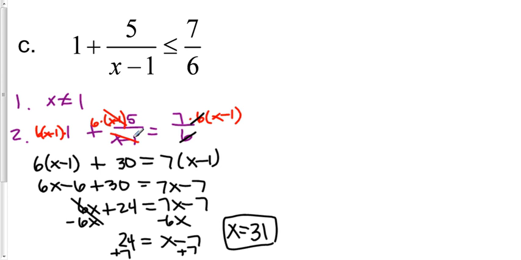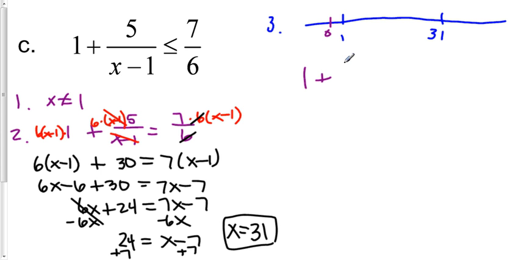Okay, so now I've got 2 values to put on my number line, 1 and 31, and I need to test some points in between those numbers. So step number 3, make your number line and test some solutions. Here's 1, here's 31. Let's go ahead and start. I'm going to start by testing 0, because that's an easy number to plug in. So 1 plus 5 over 0 minus 1, is it less than or equal to 7/6? 7/6 is 1 1/6.